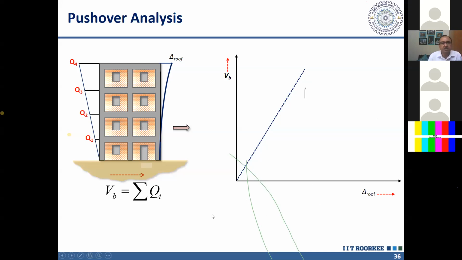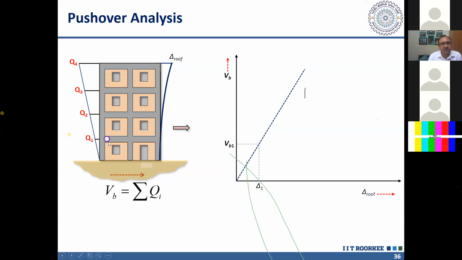But in a real structure, what will happen? Somewhere there will be a hinge. And at what base shear will it occur? That I can get by equating this demand capacity ratio equal to 1. So I will get the corresponding base shear and the corresponding displacement.